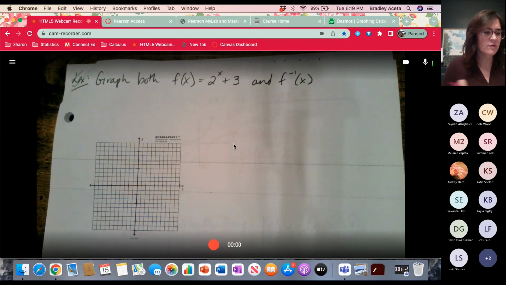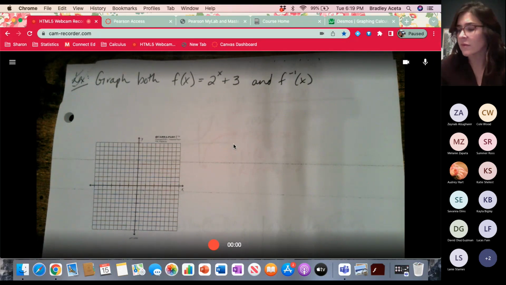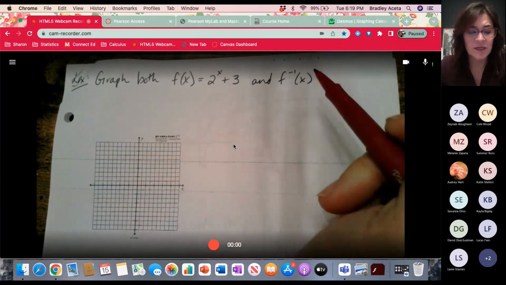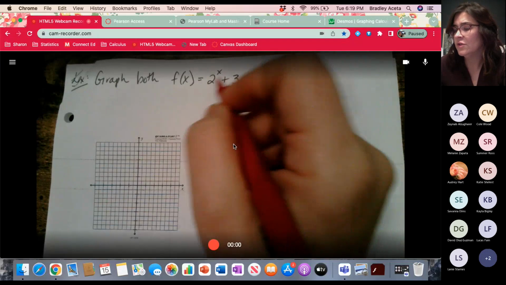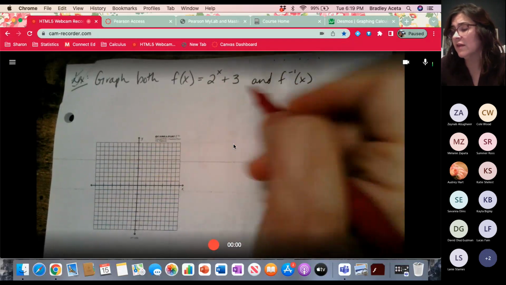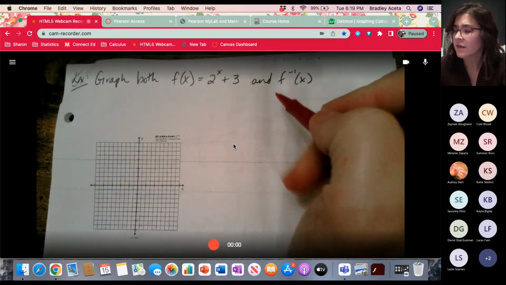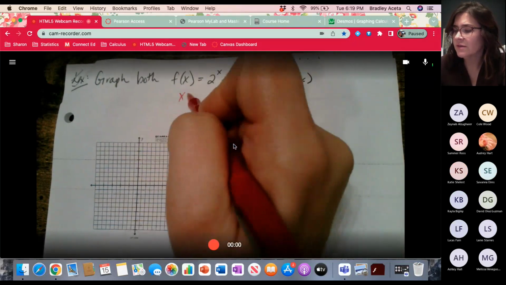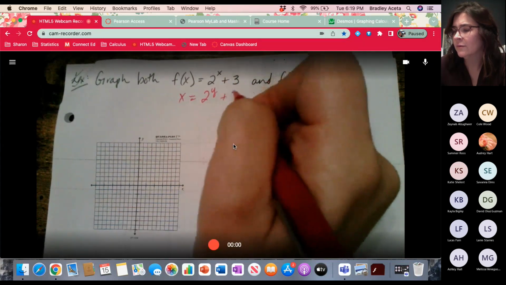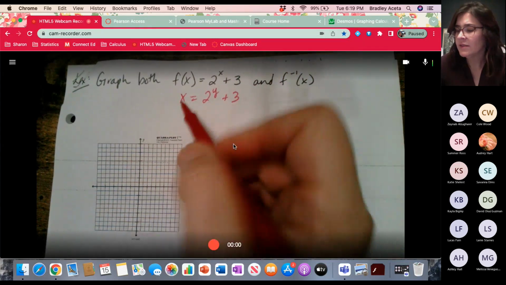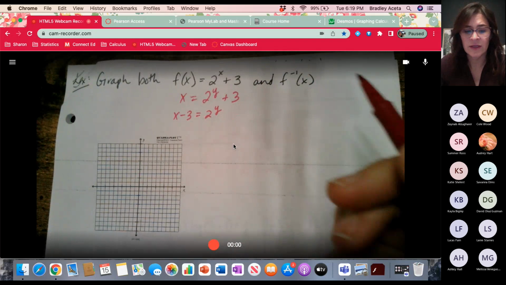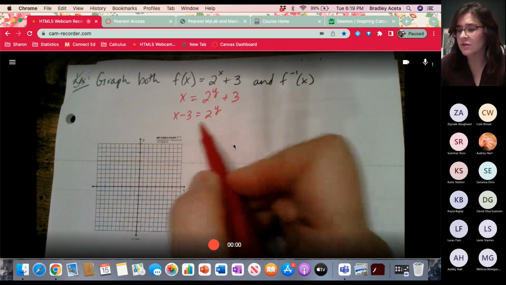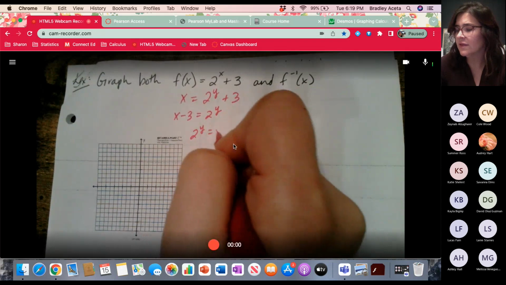Real quick, if you are trying to rewrite 2 to the x plus 3 as a log, I don't know if you remember this, but to find the inverse, you switch your x and y and solve for y. So you would say, all right, this is my x and this is my y. And then you can minus 3 over. 2 to the y. And then I'm going to rewrite this so that the exponential is on the left. So this would be 2 to the y equals x minus 3.